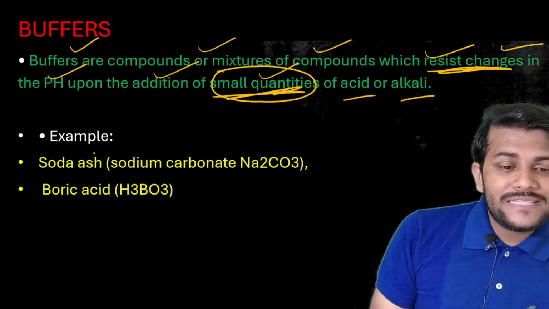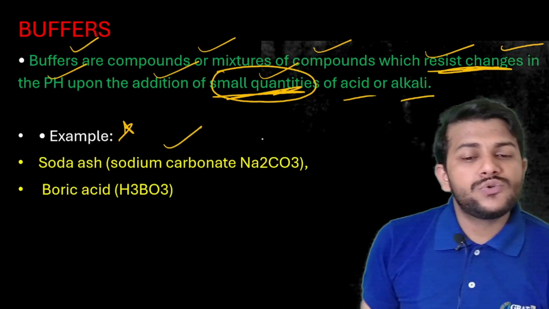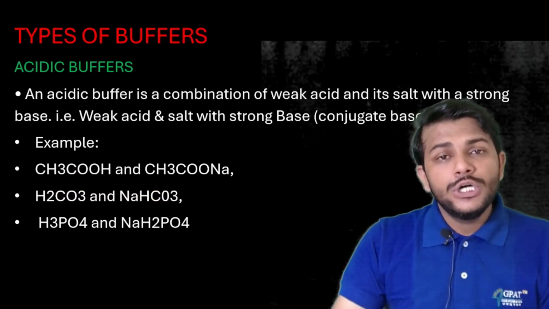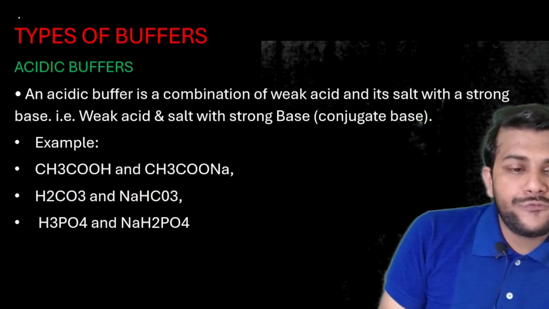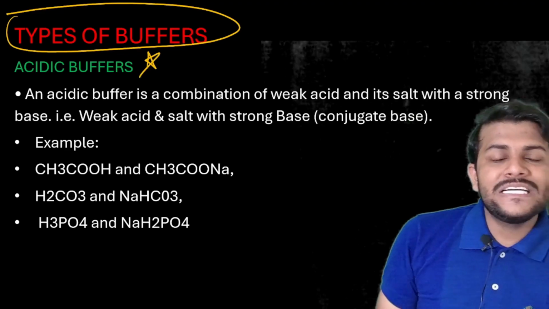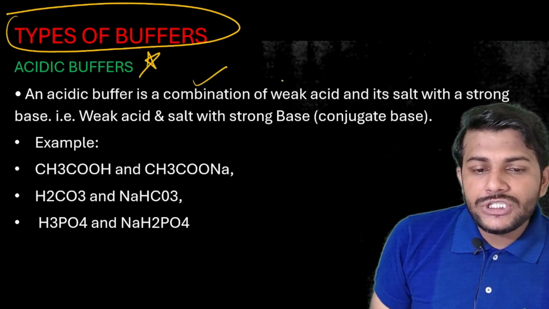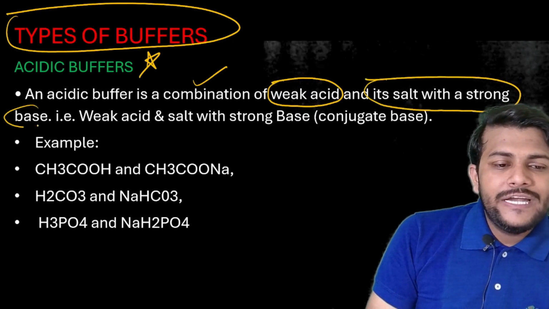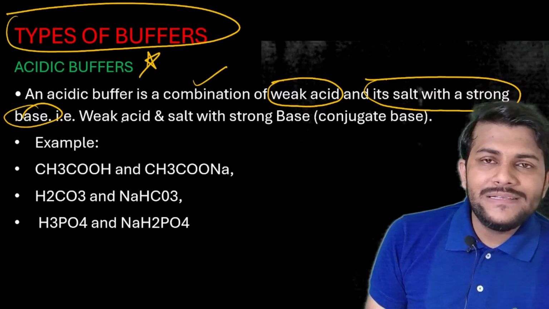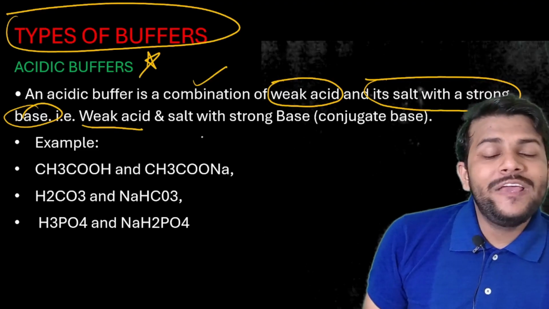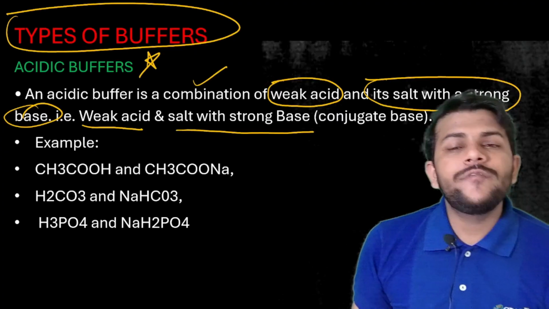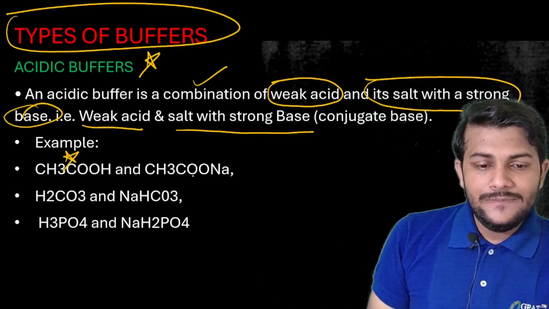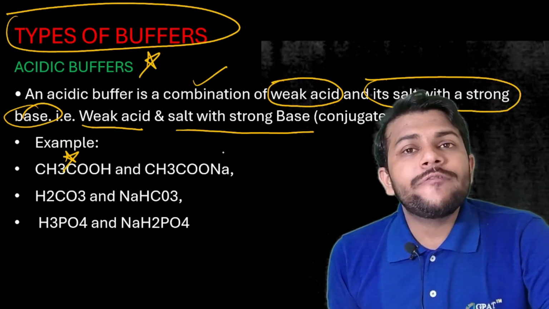Got it? Examples of buffer are soda ash, that is the sodium carbonate buffer, and boric acid buffer. Next, we have the two types of buffer, including the acidic buffer. An acidic buffer is a combination of weak acid and its salt with strong base, or we can say conjugate base. Weak acid, suppose acetic acid, and its salt with the strong base.